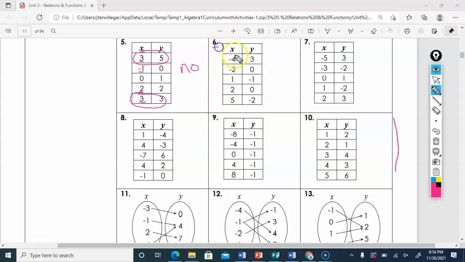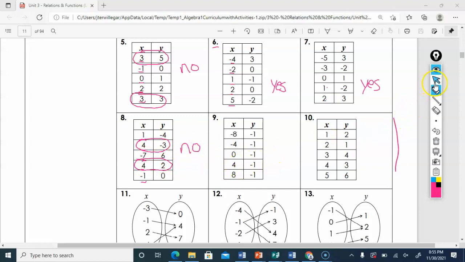When I look at 6, I'm going to look at my x's. -4, -2, 1, 2, 5. They're all different numbers. That's a yes. All right. When you look at 7, they're all different numbers. 8, I have a 1, a 4, a -7, a 4, a -1. Gee golly, I have two 4s. So is that a function? No.